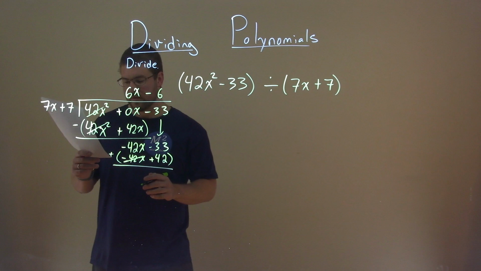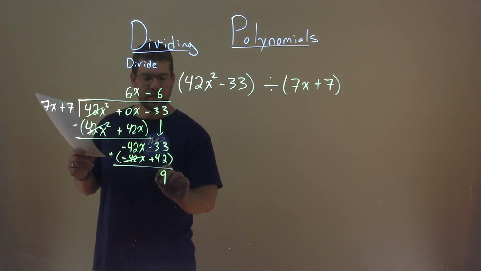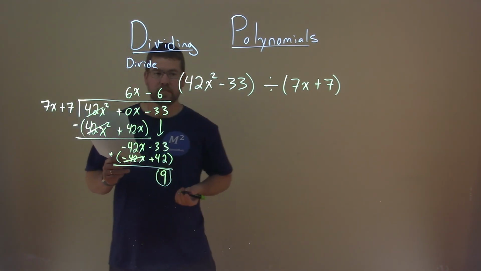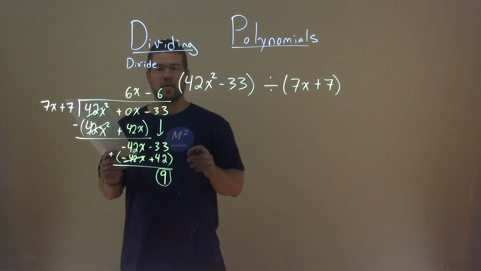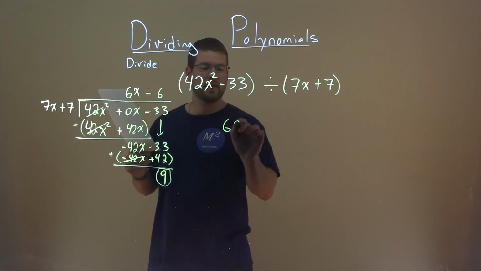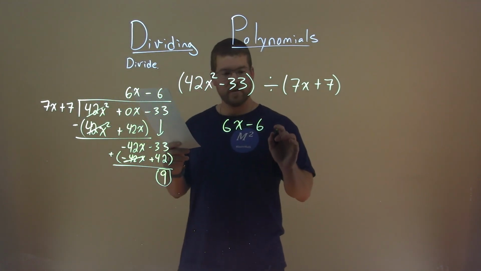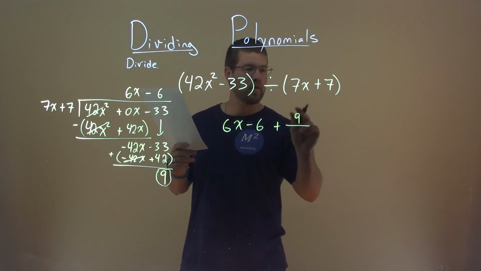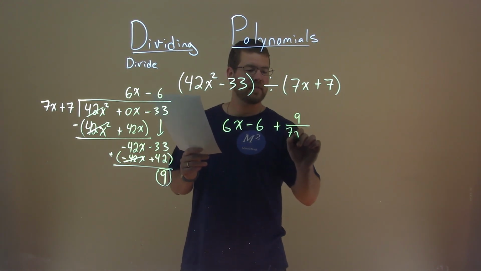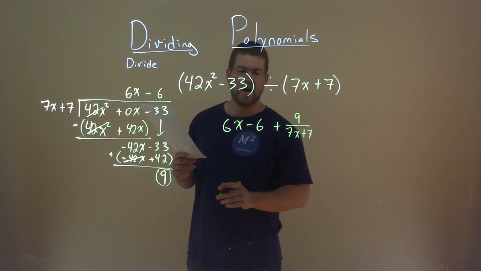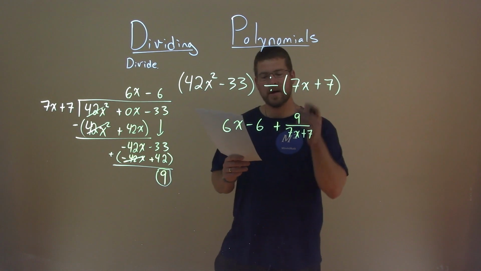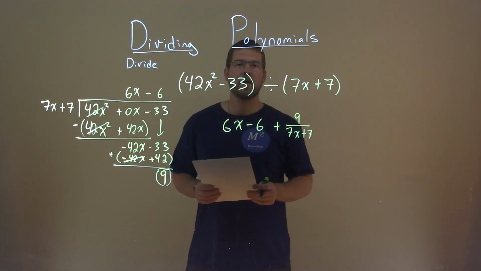Negative 33 plus 42 is a positive 9, and that is our remainder. So let's translate this to our answer. Bring this down, 6x minus 6 here. Then we want to add our remainder, 9, over what we're dividing it by, 7x plus 7. And there we have it. 6x minus 6 plus 9 over 7x plus 7 is our final answer.